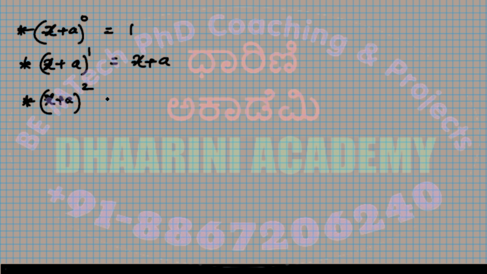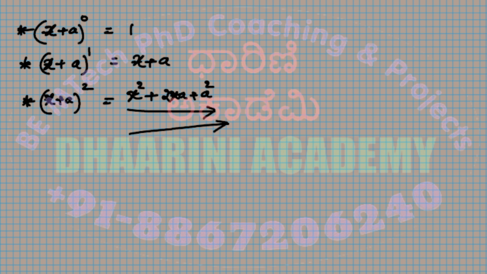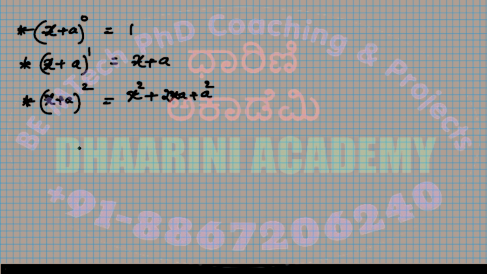Anyway, we know the expansion. I can write x squared plus 2 times x into a plus a squared. You see that x's power keeps on reducing and a's power keeps on increasing as I move from left to right. The same rule which we have applied, even without using this, I can write the expansion using the binomial expansion. Here n is equal to 2.